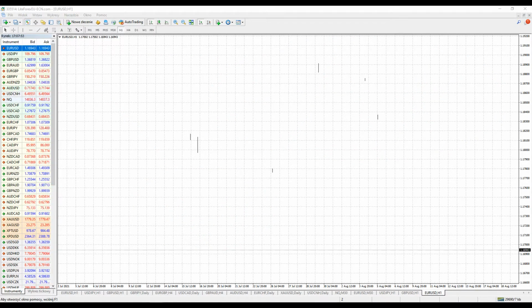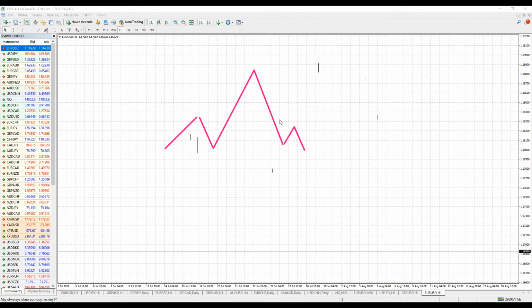Now with the head and shoulders, I really prefer trying to trade against the head and shoulders. And we were discussing this as well. Let me remind you, in case of the head and shoulders, when the market is trying to build the right shoulder.